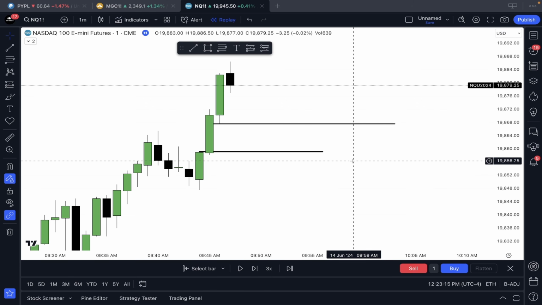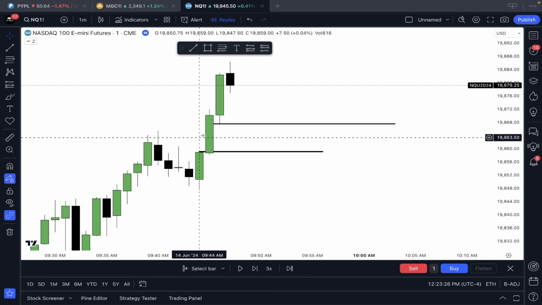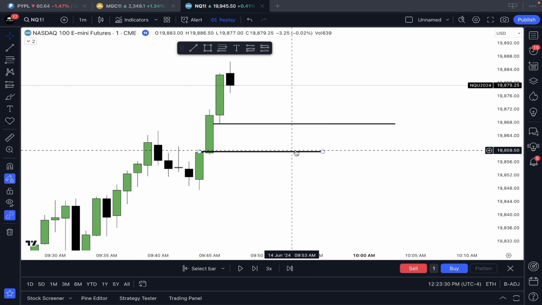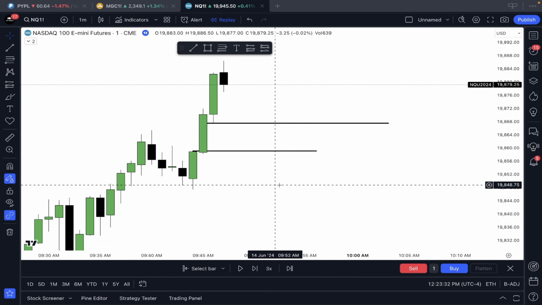How do we use this? We want to look for price to come back and retrace into these levels. After they retrace, they tend to go back in the same direction as the original. So if this is bullish, I want price to come back down, retrace into this area, and then continue back higher again. Let's see this play out.